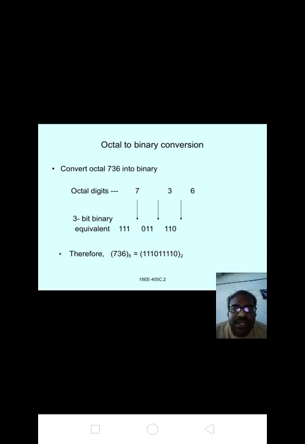Octal to binary conversion. Convert octal 736 into binary. Octal digits 7, 3, 6 and their 3-bit binary. For 7, we already know the value, that is 111. For 3, 011. For 6, 110. Therefore 736 base 8 equal to 111 011 110 base 2. If you write the binary equivalent values side by side, we get the binary conversion: 736 base 8 equal to 111011110 base 2.